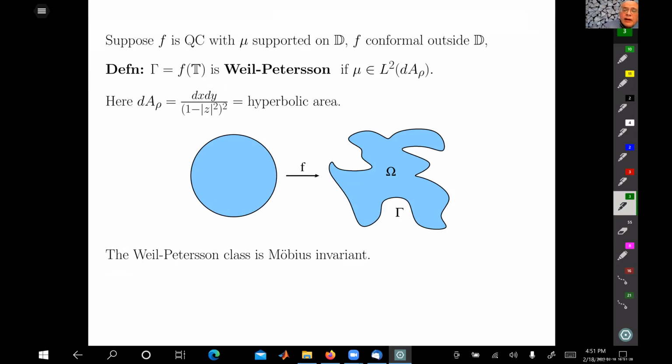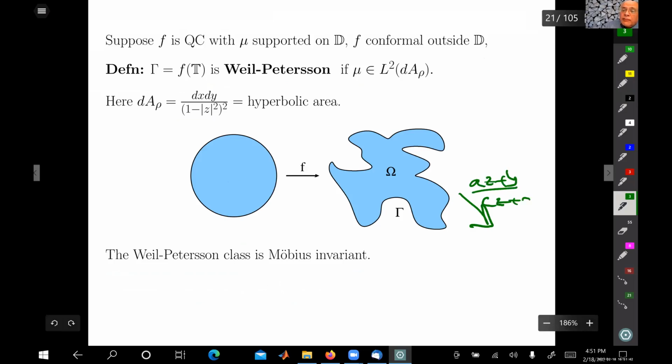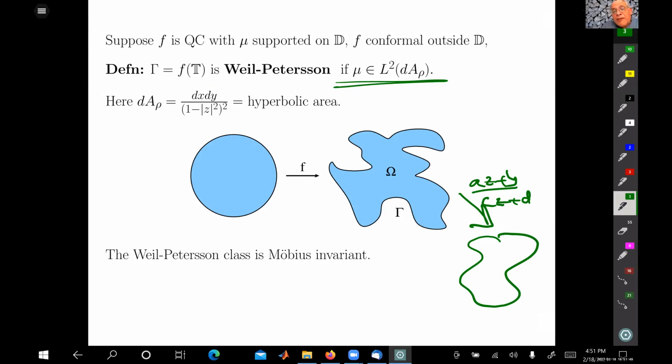Okay. A couple of other observations before we go on. We're going to use a couple of facts later on. One is that the Weil-Petersson class is Mobius invariant. If you were to take this thing and then apply a Mobius transformation to it, az plus b over cz plus d, and get another curve, it's still Weil-Petersson. That's because this dilatation is conformally invariant. If you pre-compose or post-compose by a Mobius transformation, its absolute value doesn't change, and so being in L2 doesn't change. So this is a nice Mobius invariant class of curves. So that's one thing we're going to use later on.